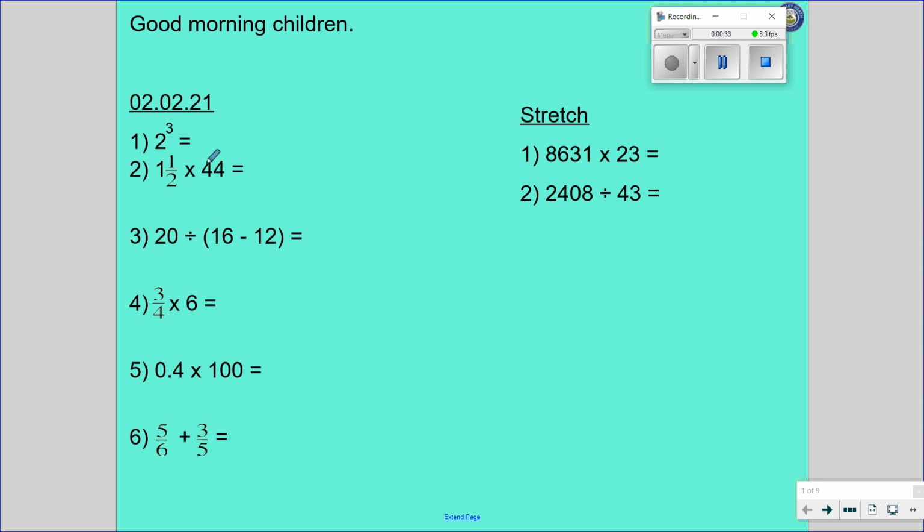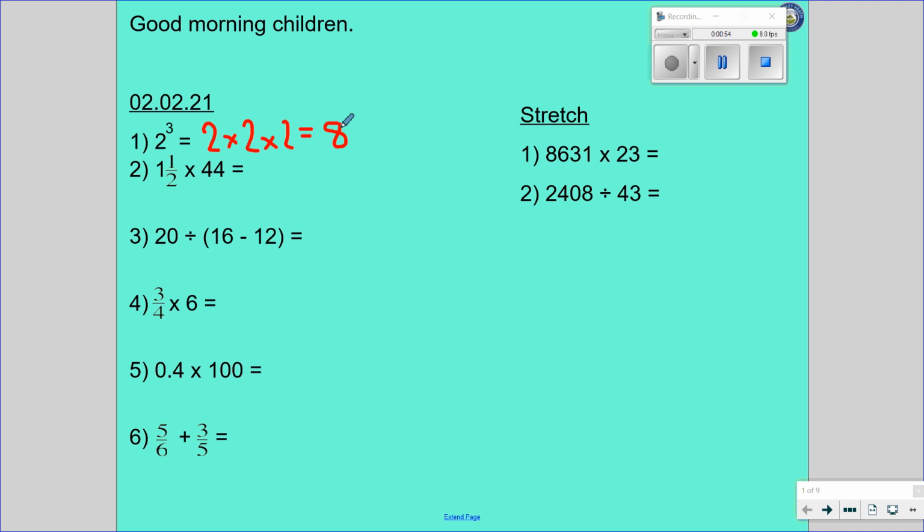Okay, hopefully you've had a chance to have a go at those. Question 1 then, we've got 2 with this little 3 next to it. That means 2 cubed, which if you remember means 2 times 2 times 2. So to find the answer to that, I do 2 times 2, which is 4, and then times it by 2 again, which gives me the answer 8.